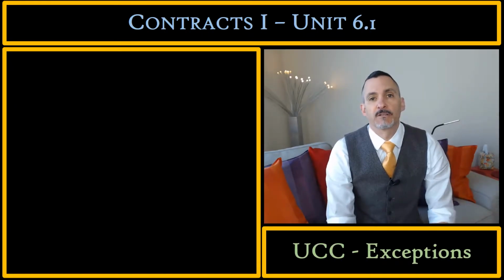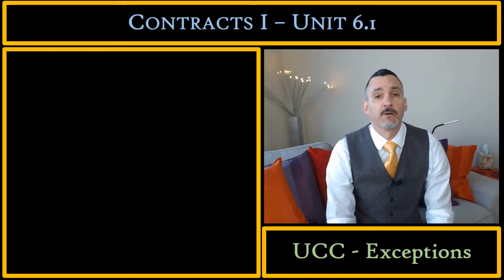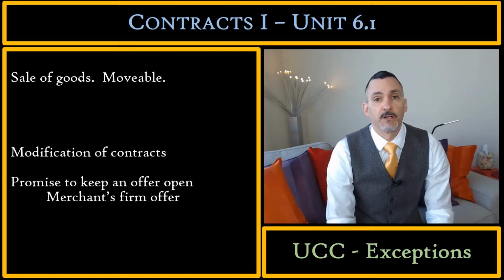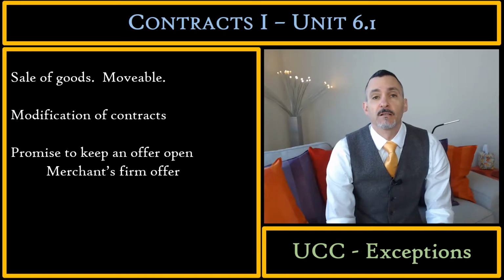Let's begin our discussion of exceptions to consideration that you can find in the Uniform Commercial Code. Remember, the Uniform Commercial Code applies to the sale of goods. Goods are all things that are movable. In the Uniform Commercial Code, you will find two important exceptions to consideration. The first is the modification of contracts. Under the Uniform Commercial Code, the modification of contracts does not require consideration.